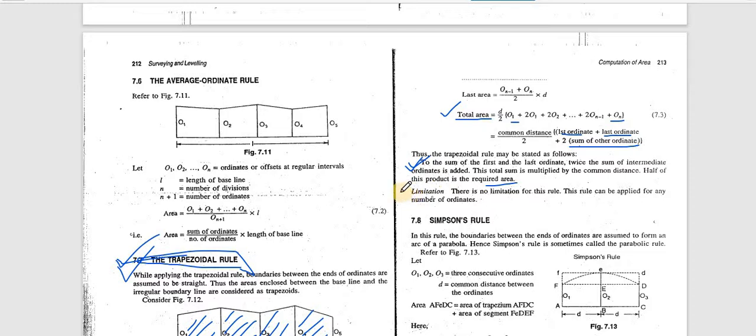There is a question of the limitation of this rule. This rule can be applied to any number of ordinates; that can be done with the help of the trapezoidal rule. So if you consider limitations, there is no limitation in this rule, because it can be applied for n number of ordinates. This rule can be applied for any number of ordinates, so there is no limitation.